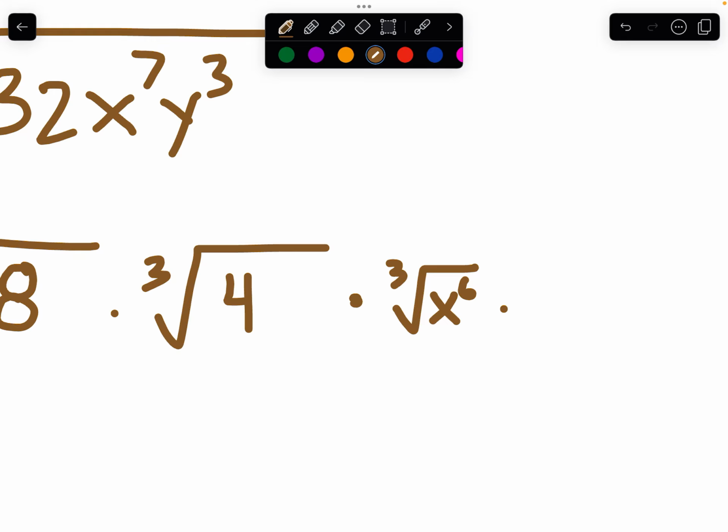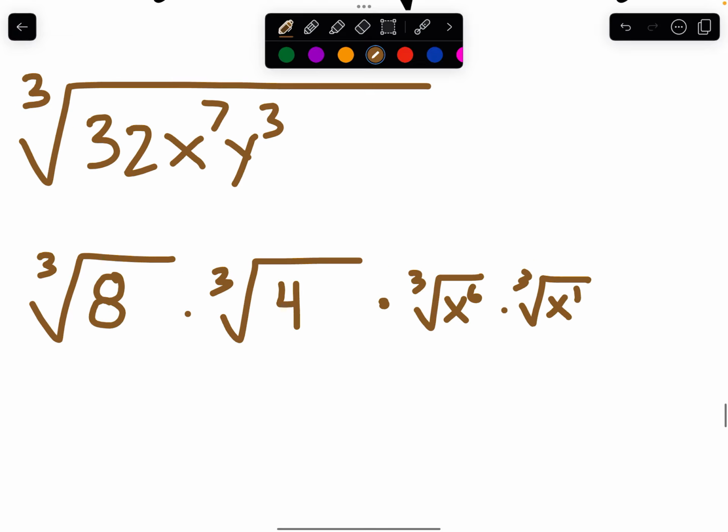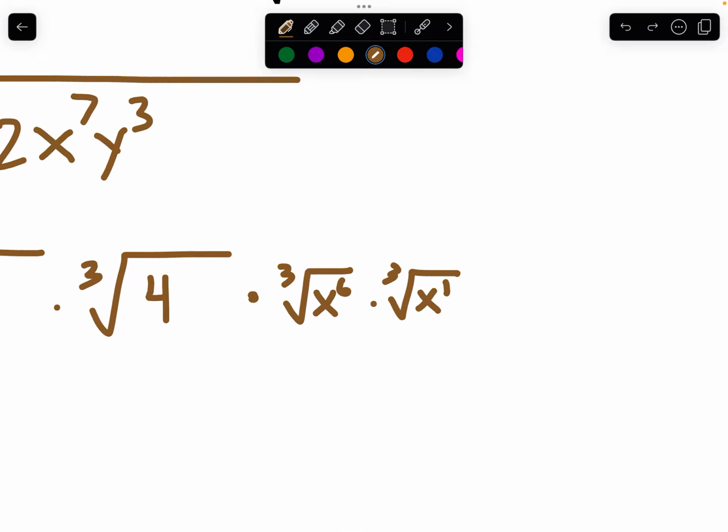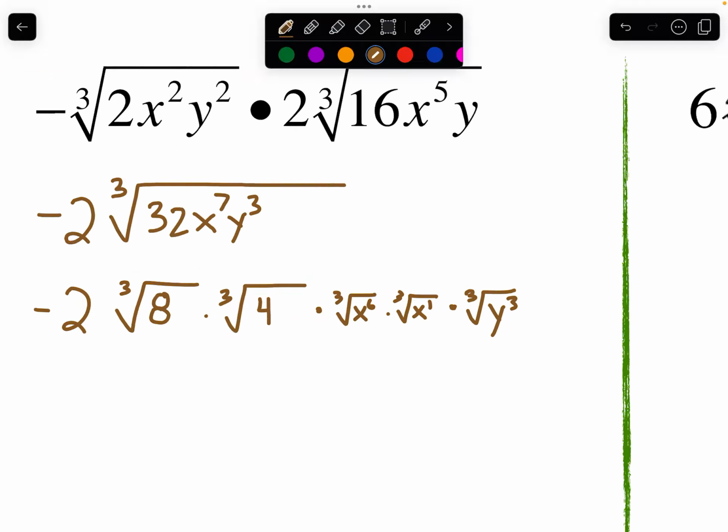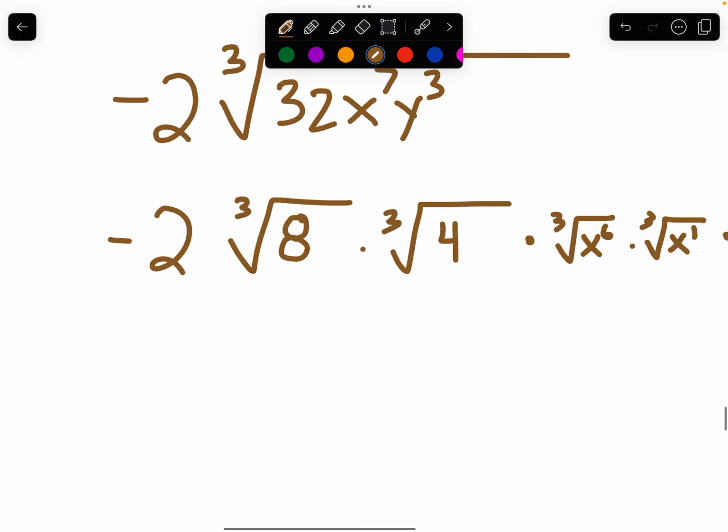I'm going to split that up in such a way where I can use my shortcut as much as possible. And 7 is not divisible by 3, but 6 is. So I'm going to split this into x to the 6th times x to the 1st, so I can apply my shortcut here, and I'll do that in a moment. For this y cubed, that's going to play out quite nicely since we are working with a cubed root after all. So if we work from left to right now, let's see what we have.